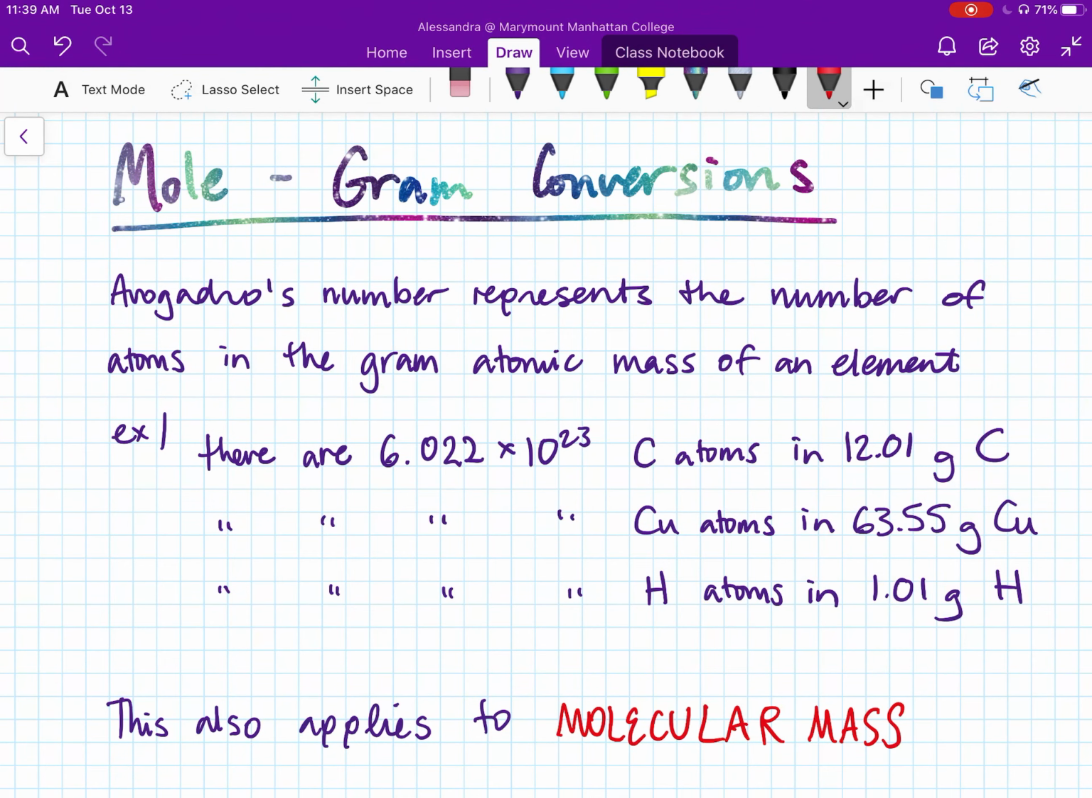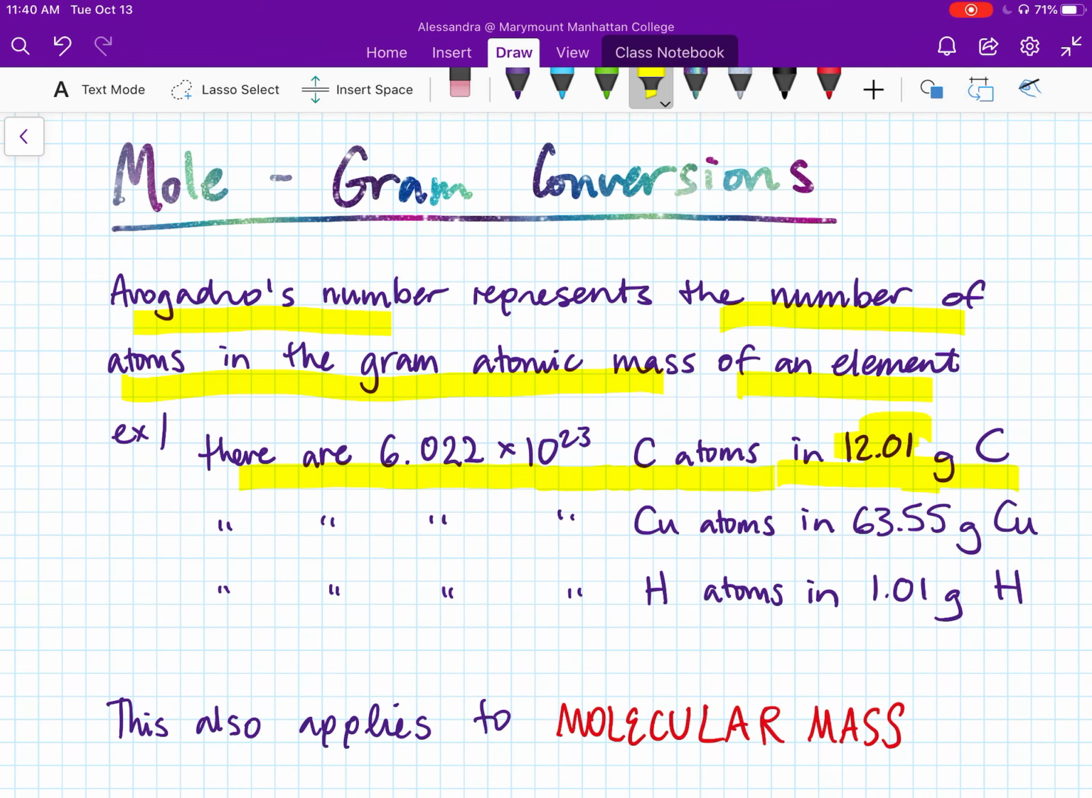Okay, so let's start doing our first stoichiometric unit conversions between moles and grams. Before we do that, we need to establish some definitions. You will recall that Avogadro's number represents the number of atoms in the gram atomic mass of an element. We said in the previous lecture that there is 1 mole, or 6.022 times 10 to the 23rd carbon atoms, in 12.01 grams of carbon. And this 12.01 grams of carbon is just carbon's atomic mass, its top number on the periodic table.